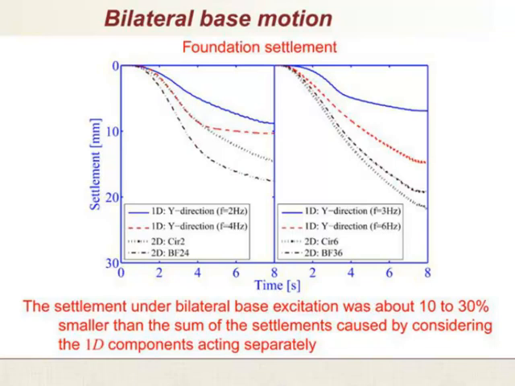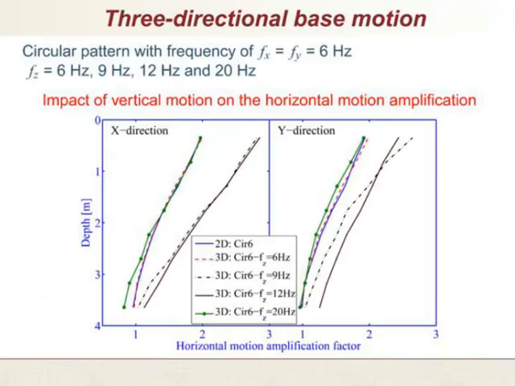As far as settlement, as you may expect, settlement using 2D shaking is larger than using only one component. The settlement under bilateral base excitation was about 10 to 30% smaller than the sum of the settlement caused by considering the 1D components acting separately. So if you just sum the 1D, you are on the conservative side, if you wish.